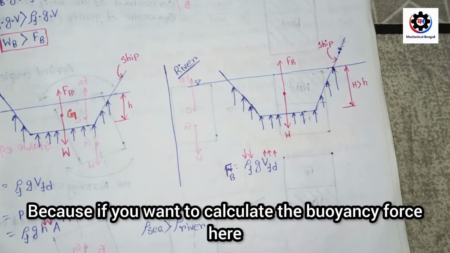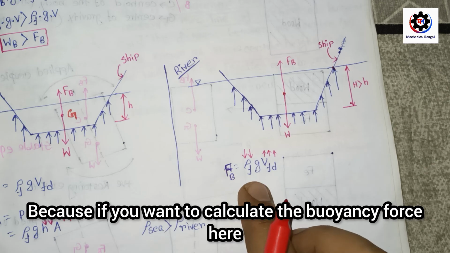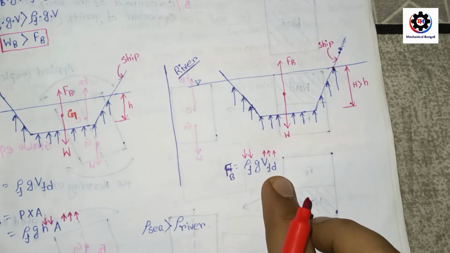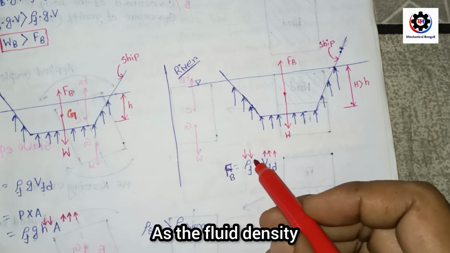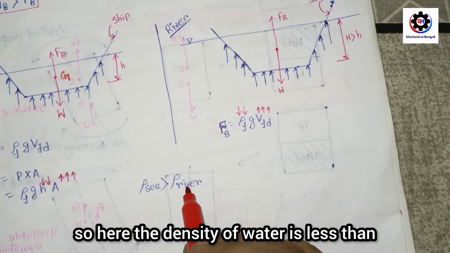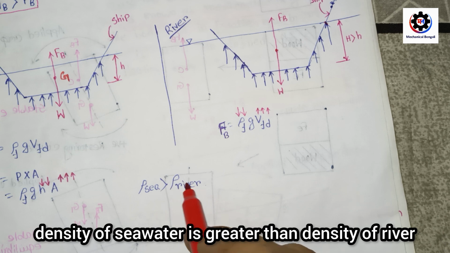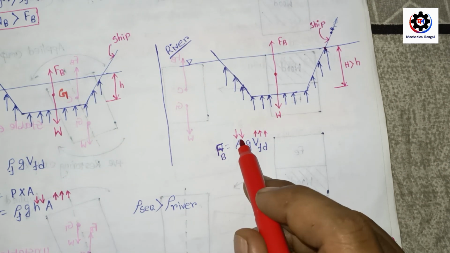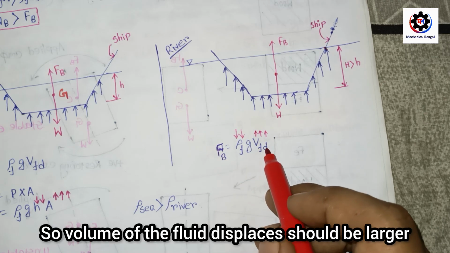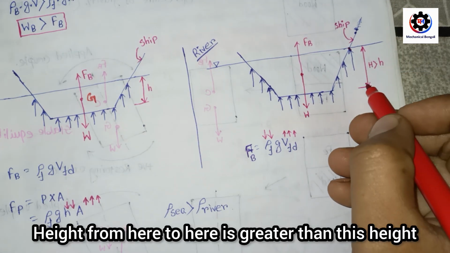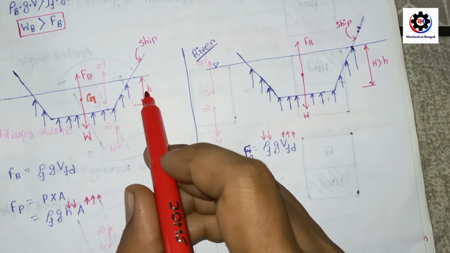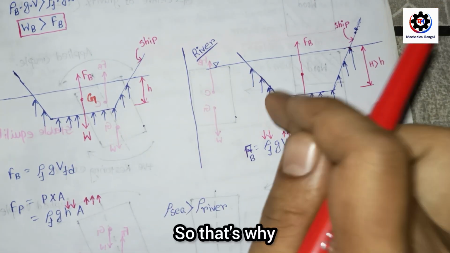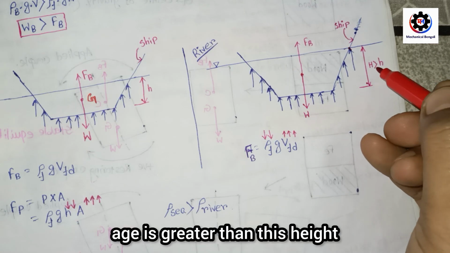Why? Because if you want to calculate the buoyancy force here, that is rho of fluid g into the volume of the fluid displaced. Here the density of seawater is greater than the density of river water. So in that case, the density of the fluid in the river is less as compared to this, so the volume of the fluid displaced should be larger. The height from here to here is greater than this height, because here the density is large as compared to this. So that's why the height H is greater than this height.